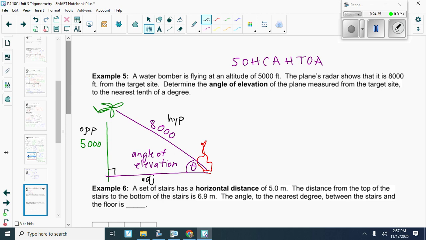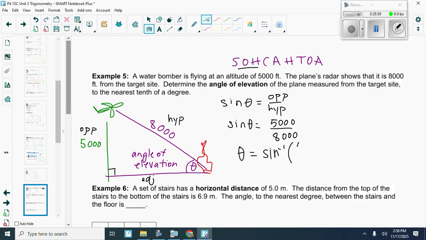So which trig ratio am I going to use? You go up here and you're like, oh, I got this. Sine is equal to opposite over hypotenuse. Then you substitute your numbers in: sine theta is equal to 5,000 over 8,000, since opposite is 5,000 and hypotenuse is 8,000. When we want to figure out just the angle, we put the sine to the other side and do inverse sine. 5,000 divided by 8,000.